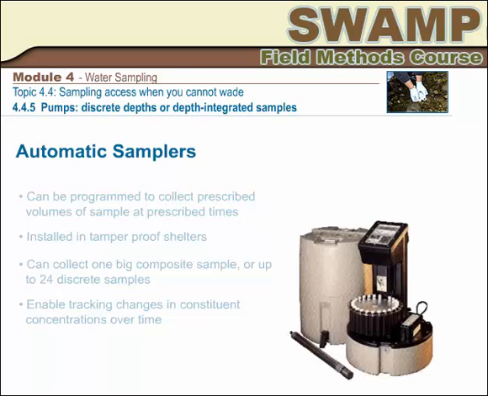Automatic samplers such as the ISCO sampler also use battery-operated peristaltic pumps, but can be programmed to operate the pump and collect prescribed volumes of sample at given intervals, or in response to certain triggers, such as an increase in turbidity. Automatic samplers are installed in tamper-resistant shelters near the sampling site, and the intake tubing is usually led through a rigid pipe into the desired depth in the water.